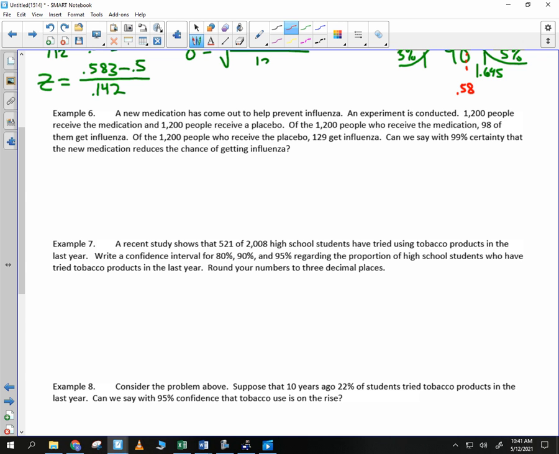Let me pause this video real quick. Okay, what do you think? Yes or no? No. You're saying no. Why? You're saying you don't think those numbers are very big, that you want more than 1,200 people, maybe 20,000. And the 98 and 129 are so close together. If it was, say, 15 and 129, you'd be more likely to say yes.